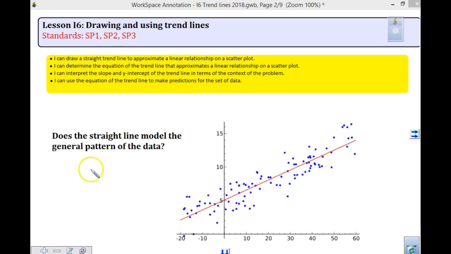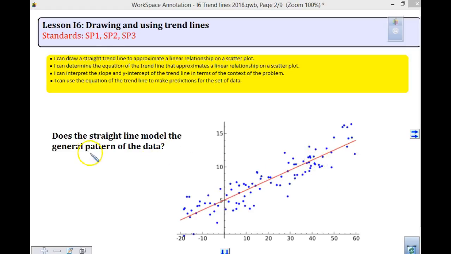Whether you said this was weak or strong, it is definitely linear, right? And so when you put a trend line, a line that models it, you want half the data points above and half the data points below that line.